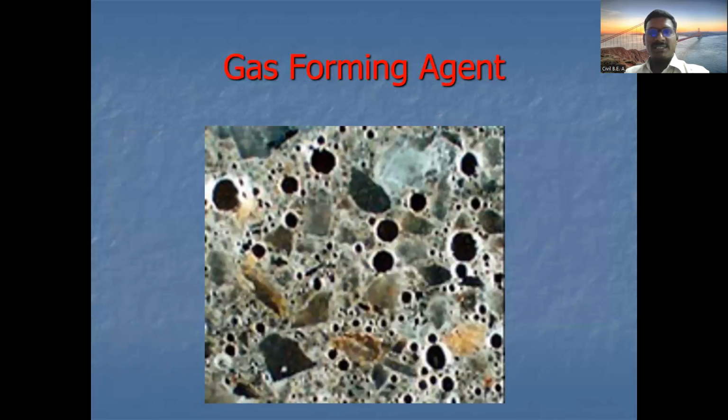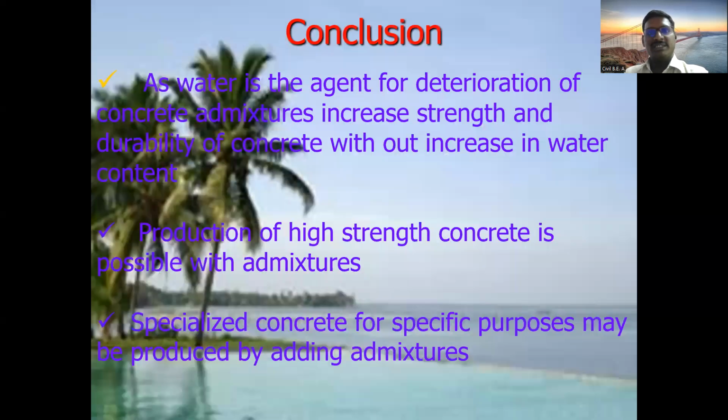So gas forming agents are there. Sometimes voids are there. Those voids we have to remove, and for that, gas forming agents are there. So the conclusion of this admixture topic is: for what purpose we are adding the admixtures into the concrete. We have seen about 6 to 7 types of admixtures which we are using in the concrete.